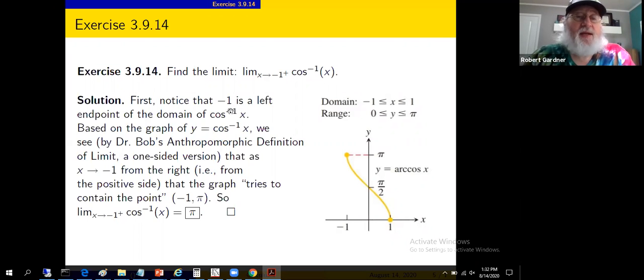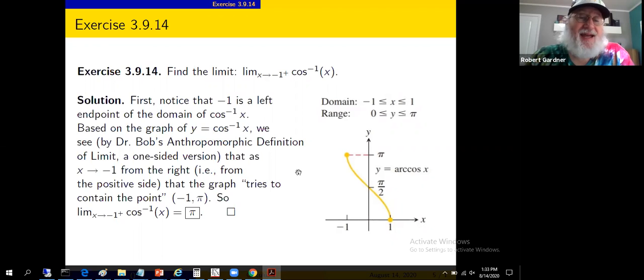First, notice negative 1 is a left endpoint of the domain of cosine inverse. Here's cosine inverse or arc cosine. Here's -1, the x value. Yeah, the domain of the arc cosine function is the interval -1 to 1, including the endpoints. So we want to see what happens when x approaches -1 from the positive side. So that would be x values along here. It'd be points on the curve along here. As x approaches -1, those points on this curve are trying to contain this point.